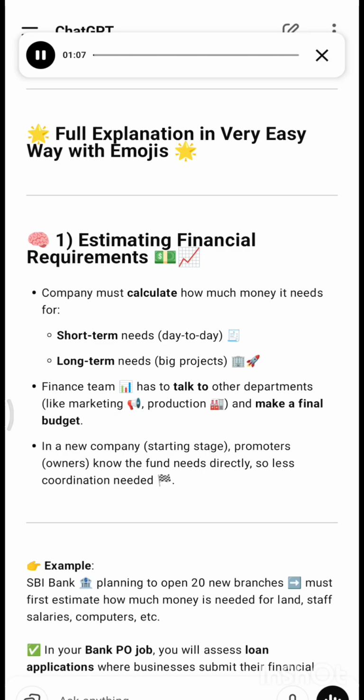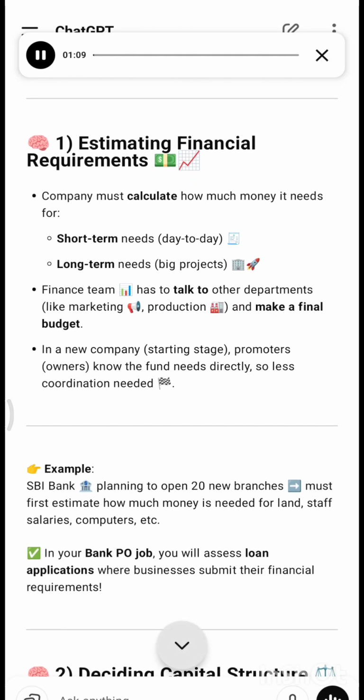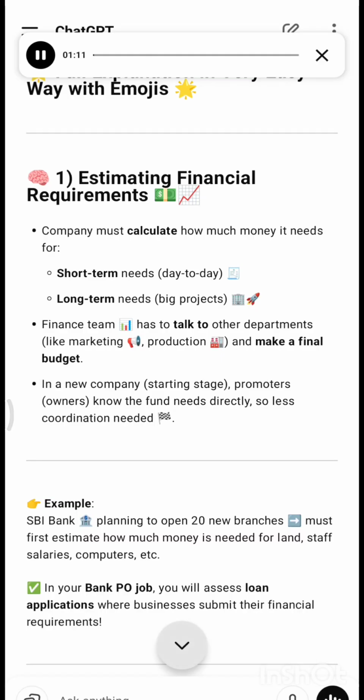Example, SBI Bank, planning to open 20 new branches, must first estimate how much money is needed for land, staff salaries, computers, etc. In your bank PO job, you will assess loan applications, where businesses submit their financial requirements.